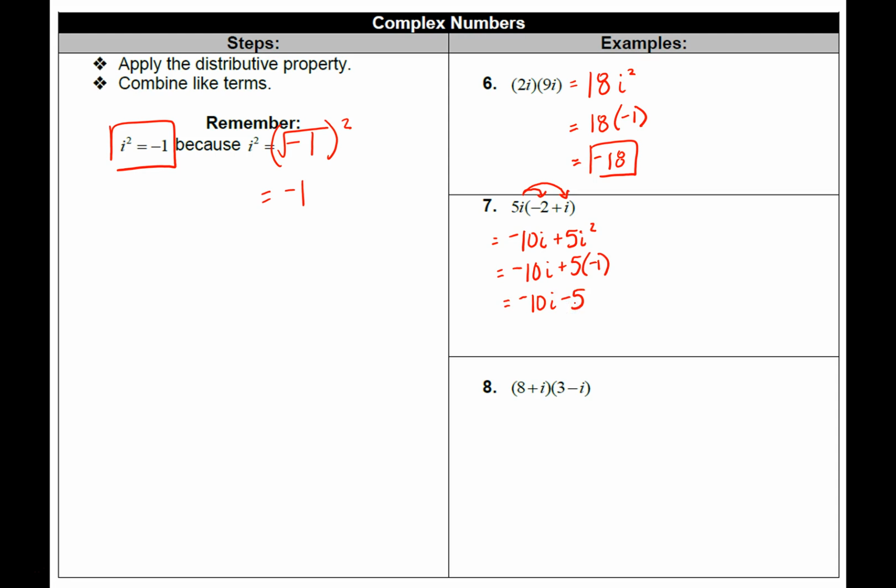And to put this in our standard form, I'm going to switch it around. I'm going to put the integer first and then the imaginary part, because that's how all of our complex numbers will always be formatted. The integer goes first, the plus or minus sign, the coefficient if there is one, and then the imaginary number at the end. All complex numbers.